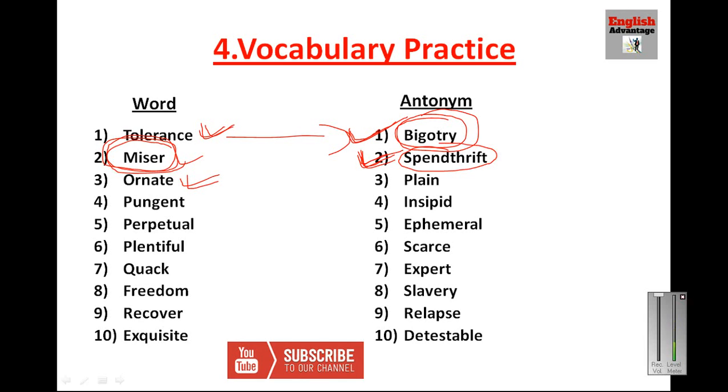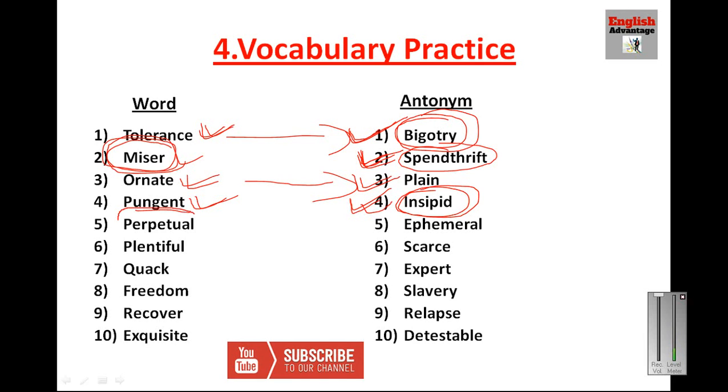Ornate means to decorate something. At the same time, if it is plain, it's not decorated. So this will be the exact opposite of this word. Pungent, a very sharp smell of something. So the opposite of this word will be insipid, because insipid means tasteless. So this will be the exact opposite of this word.